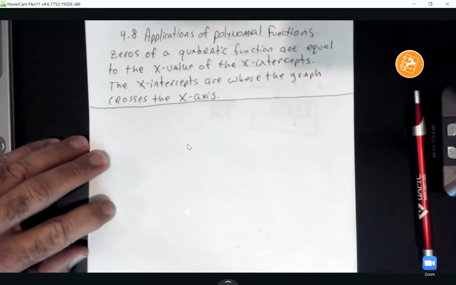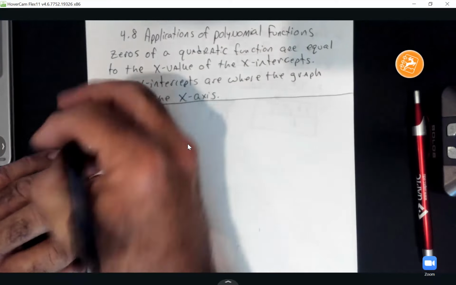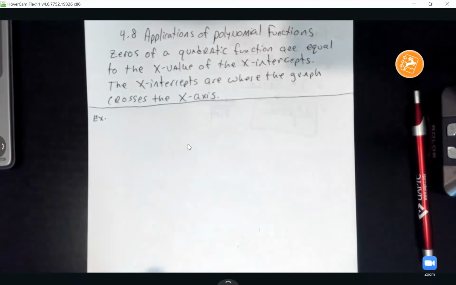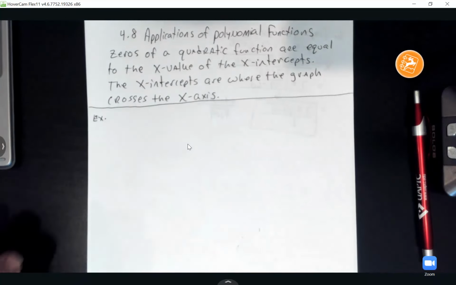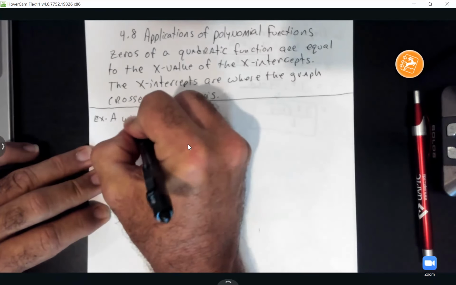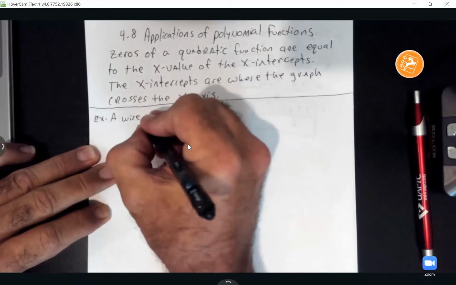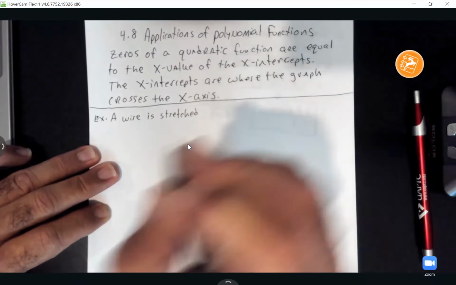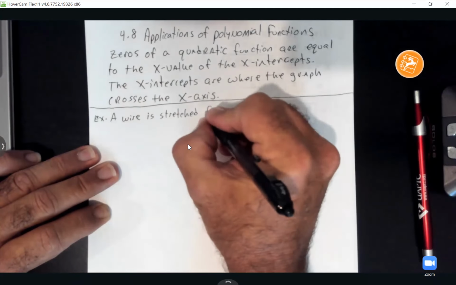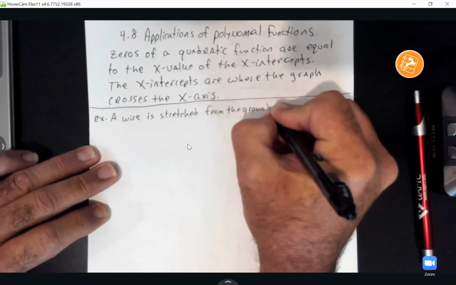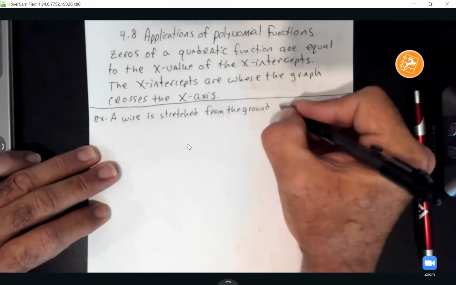So y'all, that's bringing us into some nice little word problems. So we only got 2 more word problems to do, but these are some dandy ones, okay? So the first one says a wire is stretched from the ground to the top of an antenna tower.